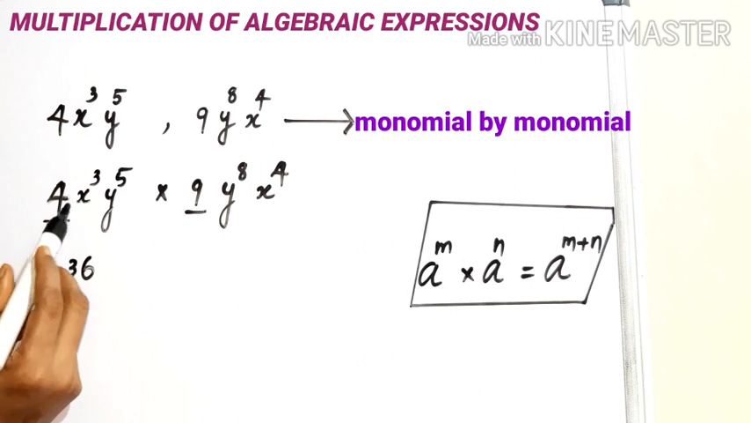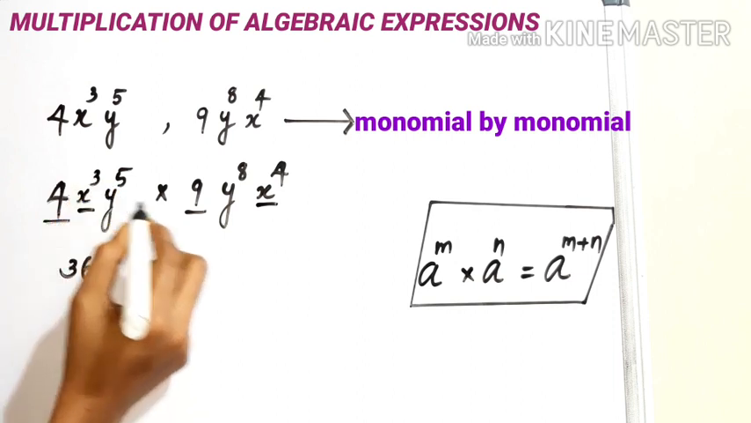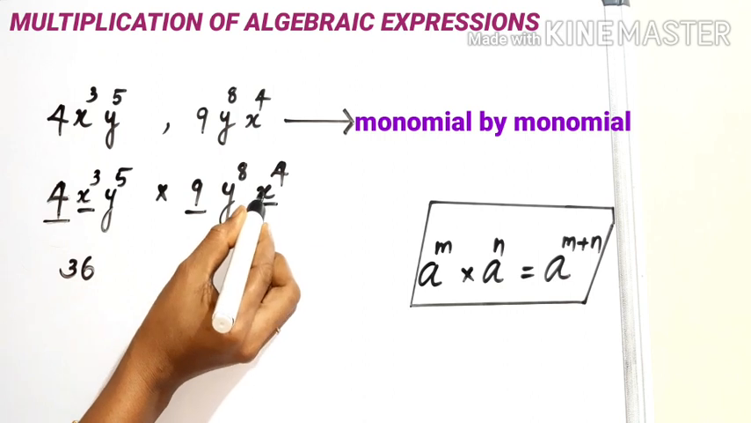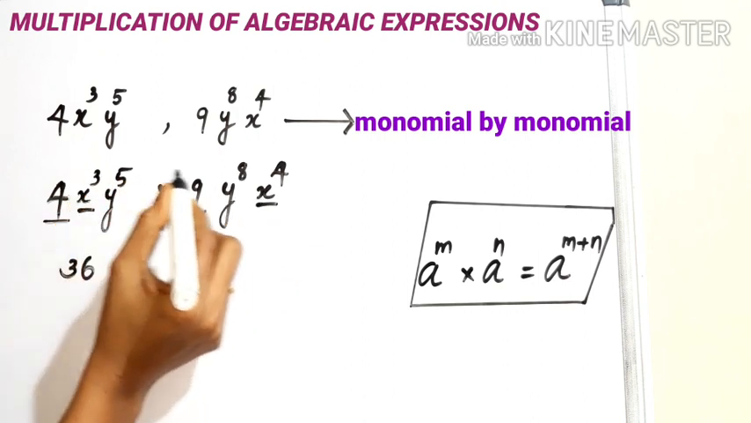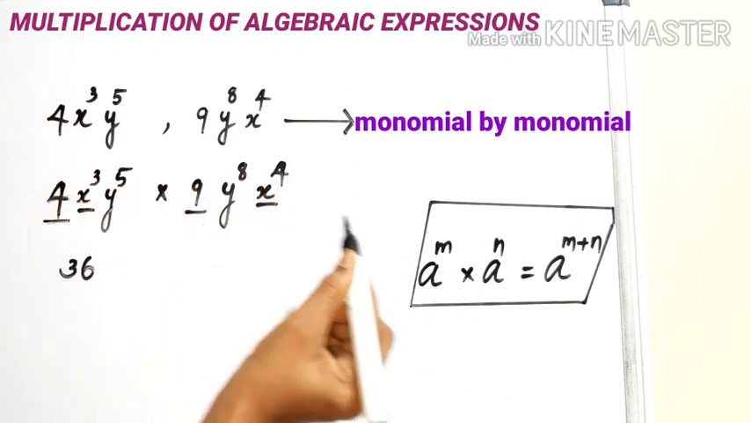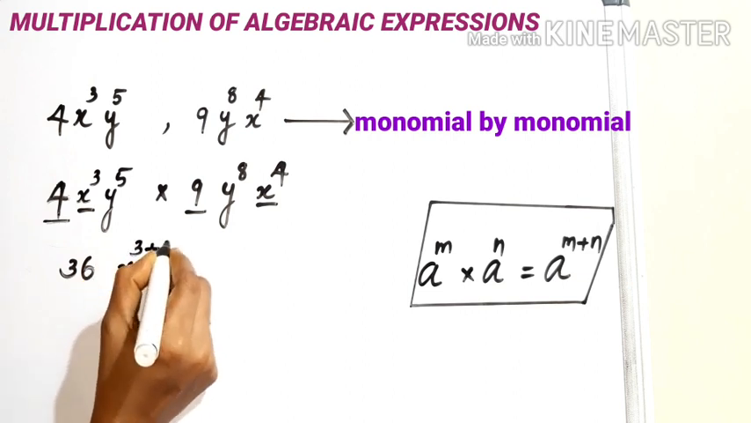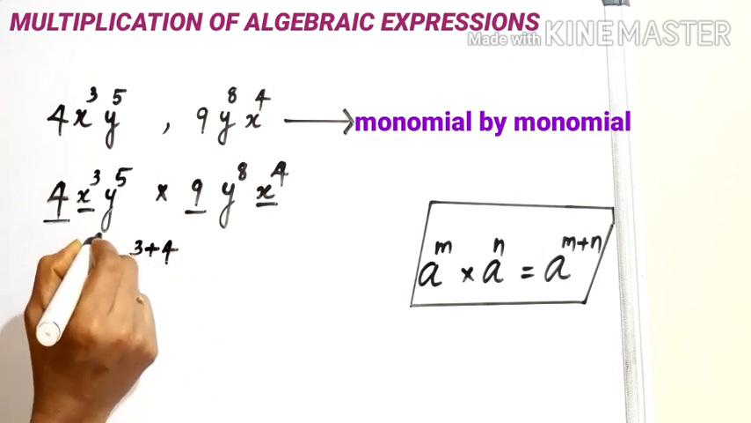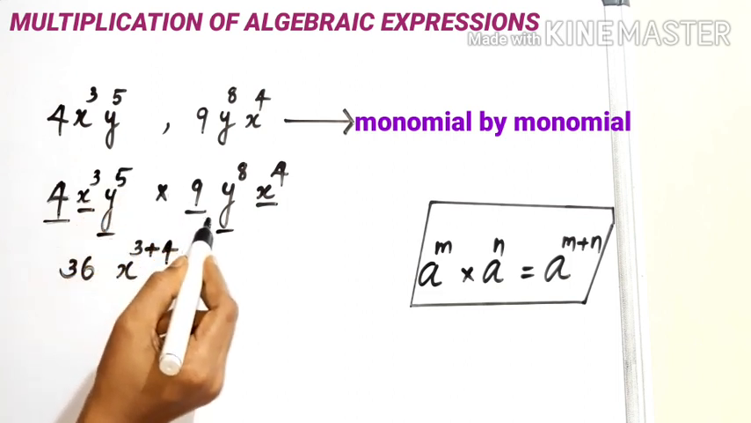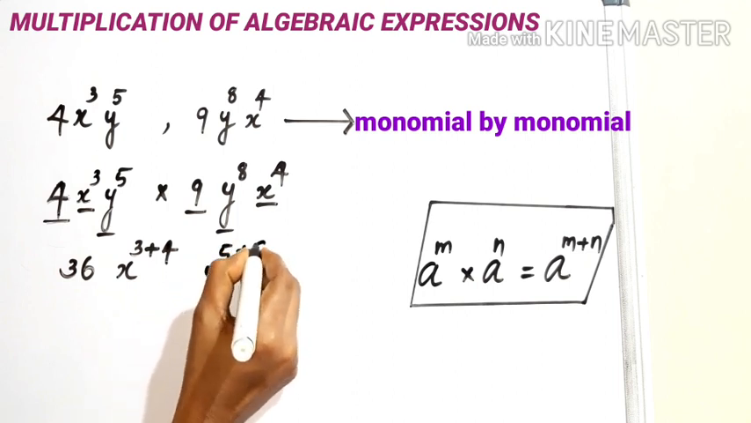Into the next, here x^3, here x^4. Exponential form, right? Here base x, here also x. Exponent 3, exponent 4. So a^m into a^n form, right? So we can write x^(3+4). Next we have y^5, y^8. Also a^m into a^n form, equals y^(5+8).